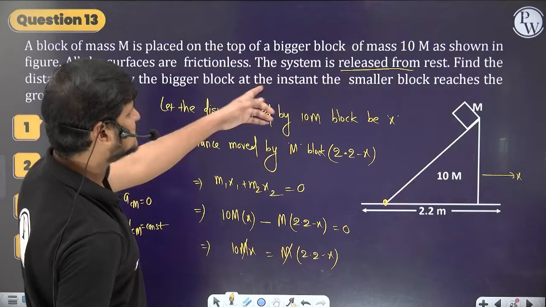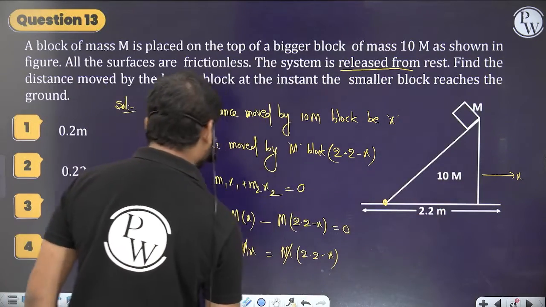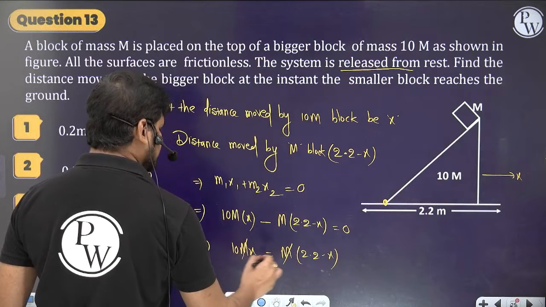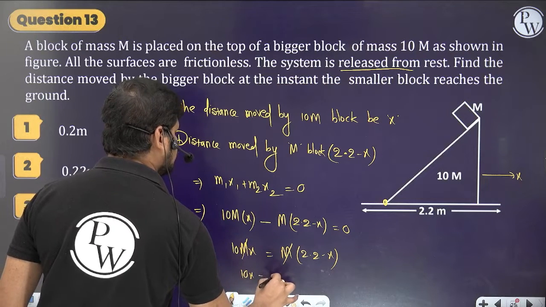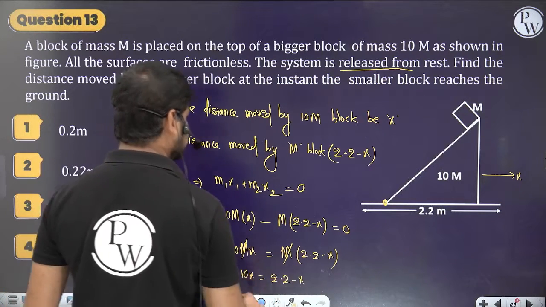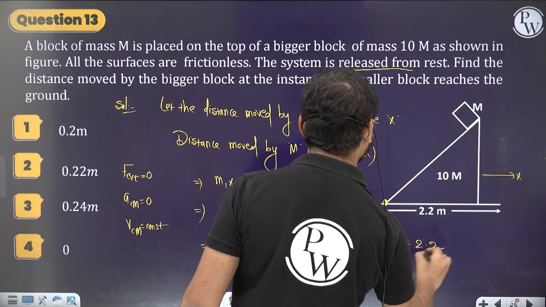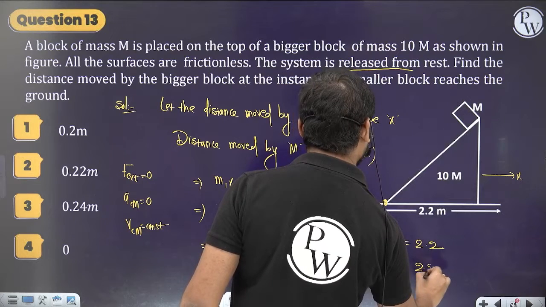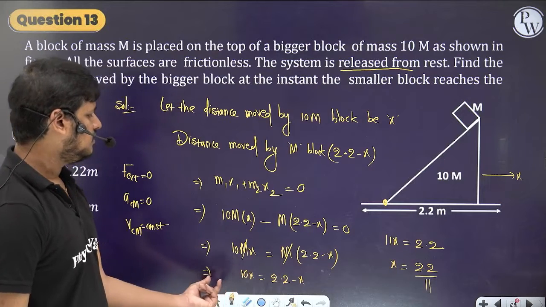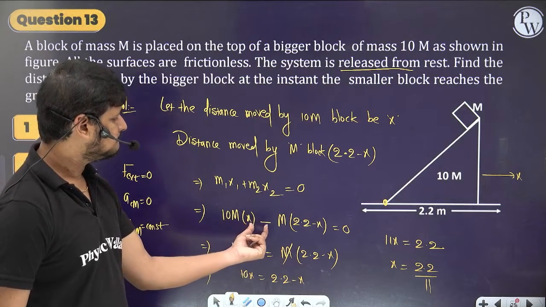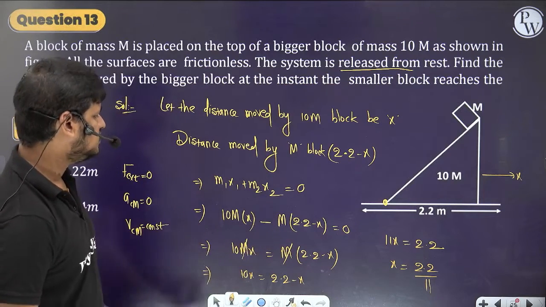What we require is the distance moved by the bigger block. So what is the distance moved by the bigger block? That we considered as x. Okay, so then 10x is equal to 2.2 minus x, which is nothing but 11x is equal to 2.2, so x is equal to 2.2 by 11. Yes or no? So this is 10x plus, this whole thing I sent to that side. Yes, fine, correct only. So this comes out to be 11x.